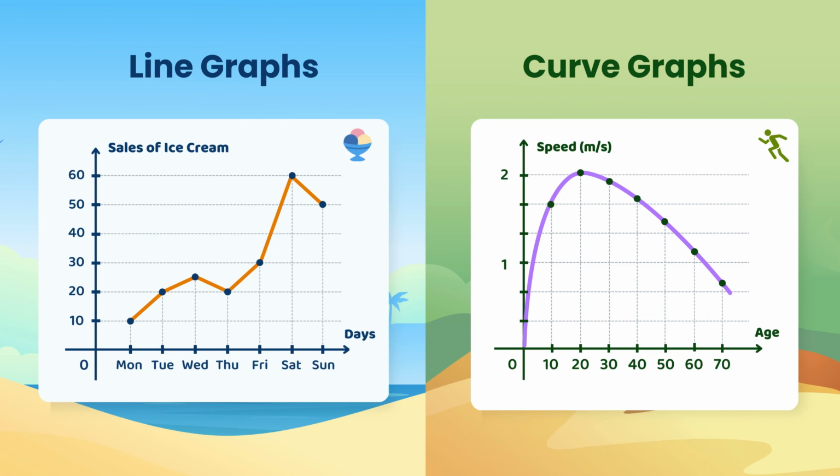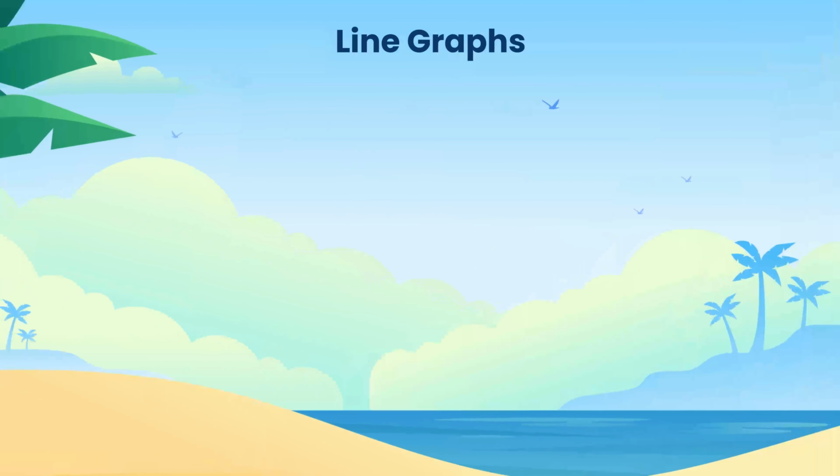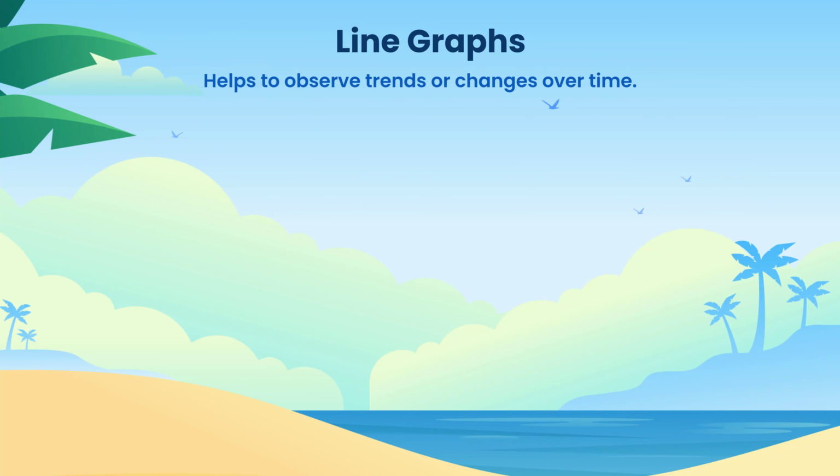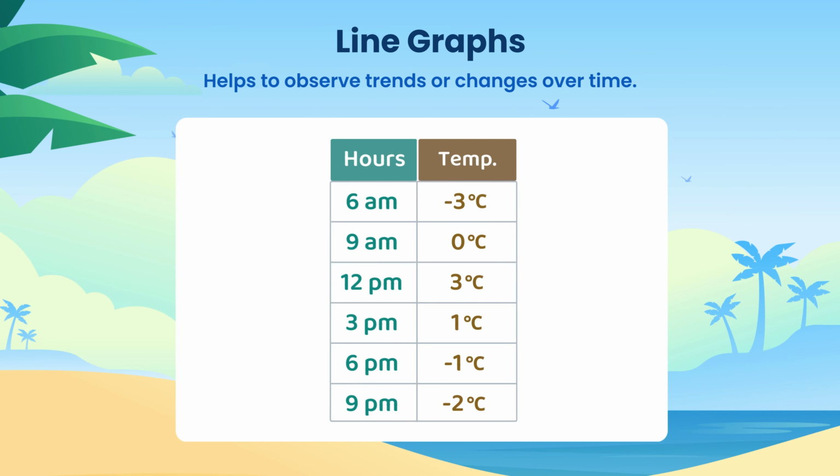A line graph connects data points with line segments. It helps to observe trends or changes over time. Let's see how to draw a line graph based on a table.